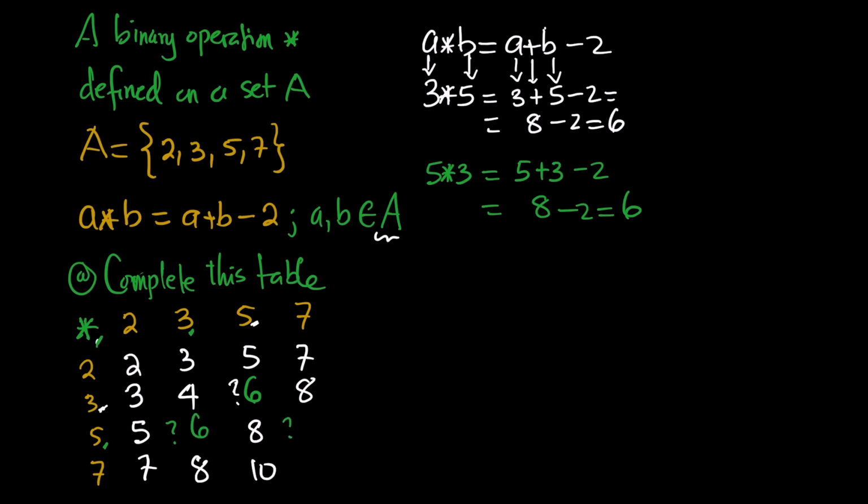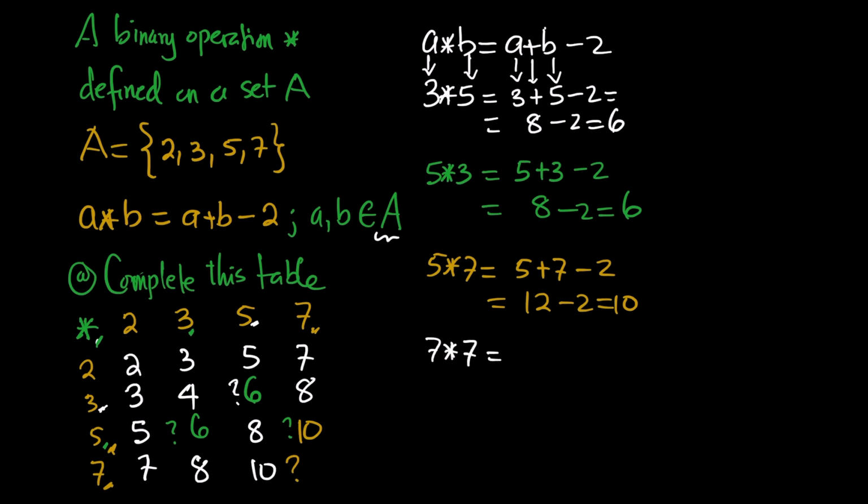What about here? Here we are going to have a 5 and a 7, so it's 5 star 7. Our A is 5, our B is 7, minus 2, and we end up getting 12 minus 2, which is 10. It means the missing number here is 10. Now we have to complete this last one here. It's 7 star 7. The A is 7, the B is also 7, minus 2. We get 14 minus 2, and that gives us 12. It means the missing number here is 12.